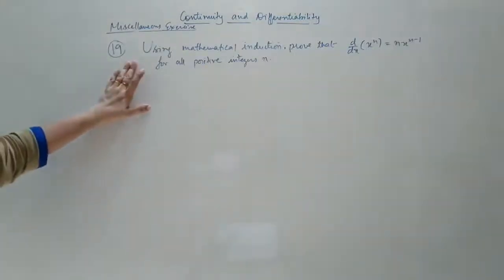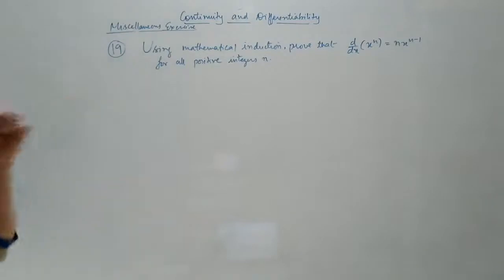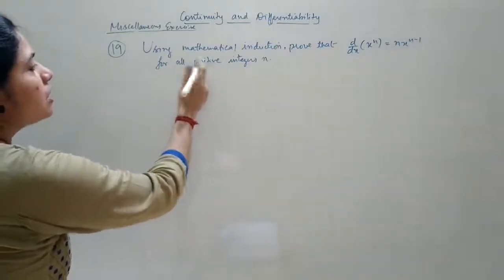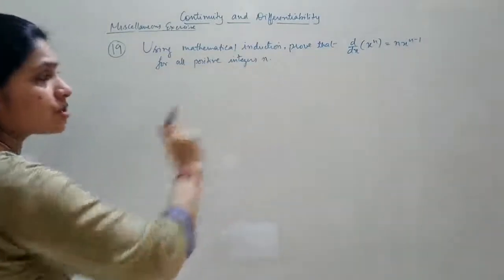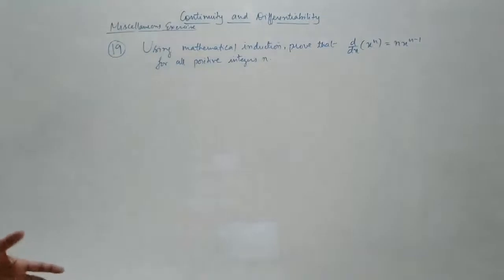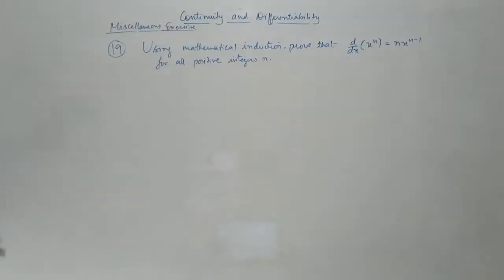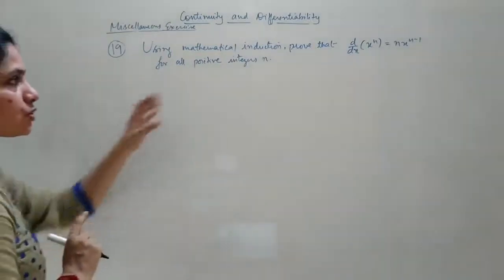The question is, using mathematical induction, you have to prove that d by dx of x raised to n is equal to n x raised to n minus 1 for all positive integers n. So here first, what is the step? We have to prove that the result is true for n equal to 1. Then we have to assume that the result is true for n equal to k, and we have to prove that the result is true for n equal to k plus 1. That is the procedure used here.